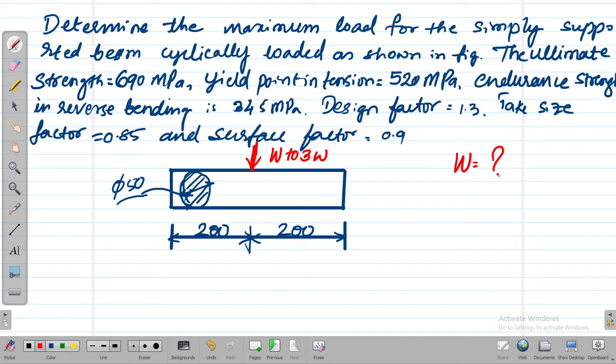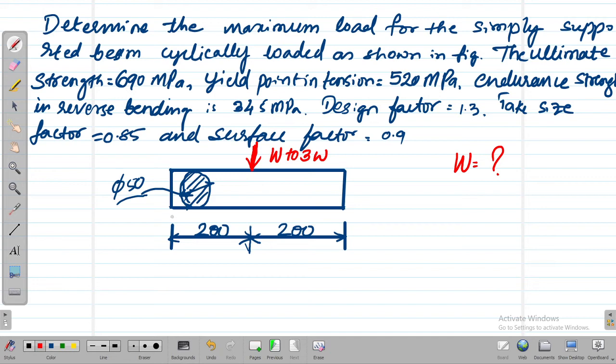Now if you simply support it, what are you going to get out of the support? Bending moment F into L by 4. Okay, now you need to find out the reaction force at the support. You want to get two types of reaction force: one is the minimum and another one is the maximum reaction force. First you find out the maximum reaction force at support A and B.